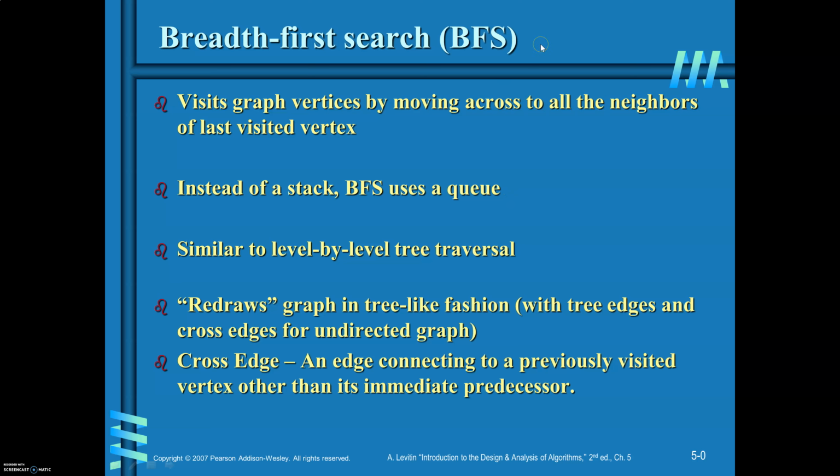So when you do the BFS traversal, it redraws the graph in a tree-like fashion, which results in two kinds of edges. One kind of edge is called a tree edge, the other one is a cross edge. A cross edge connects a previously visited vertex other than its immediate predecessor.